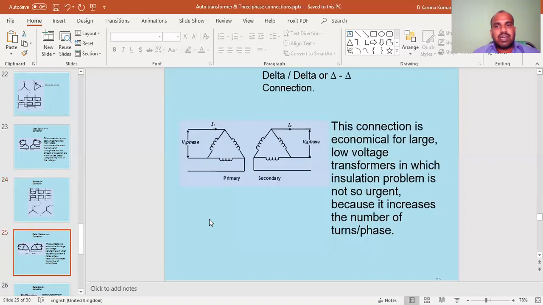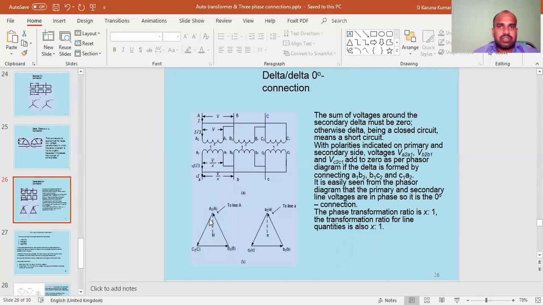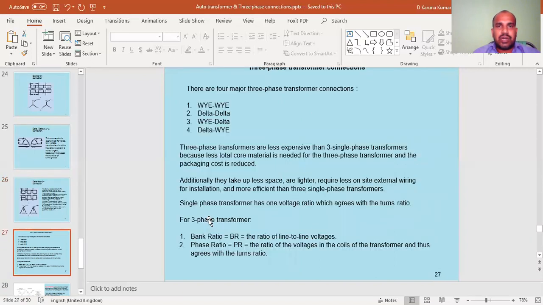The next one is delta to delta connection. Delta to delta connection is economical for large low voltage transformers, where insulation problems are not so urgent because of the increased number of turns per phase. Okay, this is the delta to delta connection.